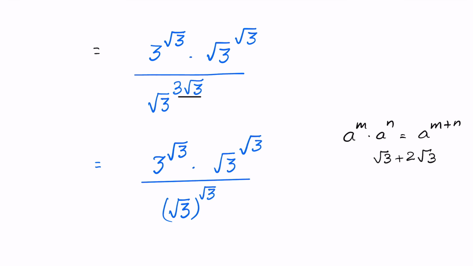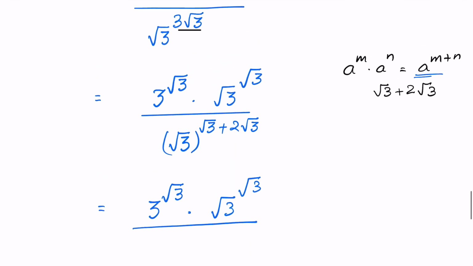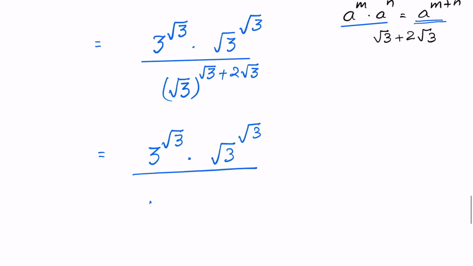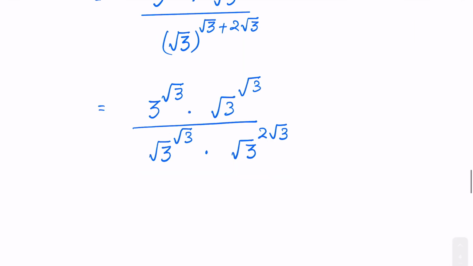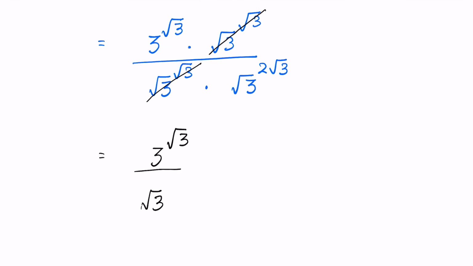3 raised to the power of square root of 3 plus 2 times square root of 3, or 3 raised to the power of square root of 3 times square root of 3 raised to the power of 2 times square root of 3, using this identity a raised to the power m plus n as equal to a raised to the power m times a raised to the power n. Now these two are like factors, we can cancel. 3 raised to the power of square root of 3 upon square root of 3 raised to the power of, we can write it as 2 times square root of 3.